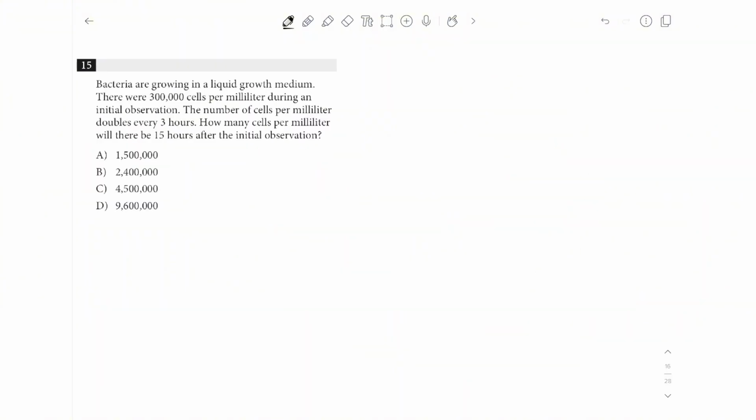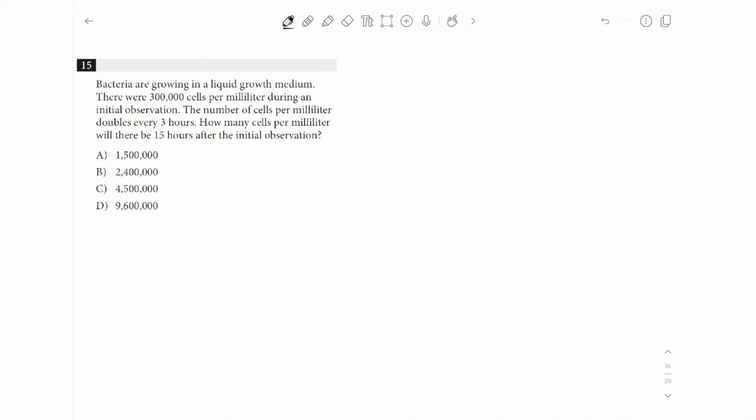Question number 15 says, bacteria are grown in a liquid growth medium. There were 300,000 cells per milliliter during an initial observation. The number of cells per milliliter doubles every 3 hours. How many cells per milliliter will there be 15 hours after the initial observation?